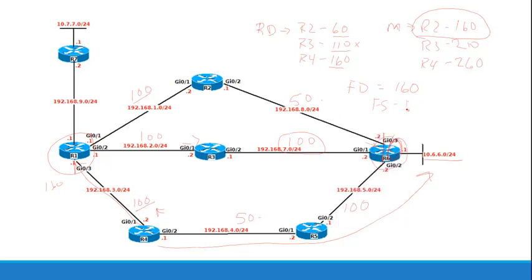If I look at R4, his reported distance is 160, the feasible distance is 160. They're equal, it's not less than. So he's not a successor, and he's not a feasible successor either. He can't be because he doesn't meet the feasibility condition. So when we go through our calculation, our best route is through R2, right? Our feasible successor, or our next best route, is through R3.